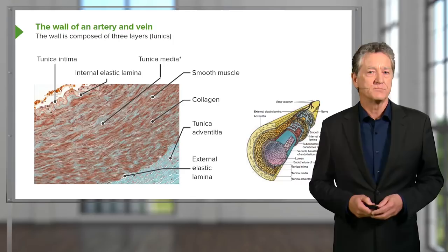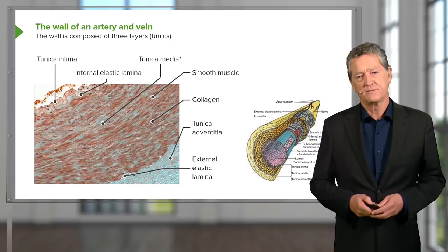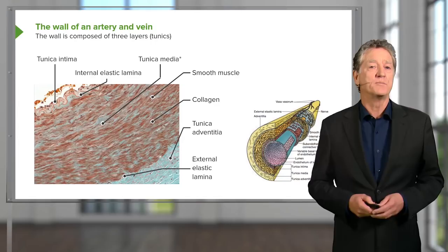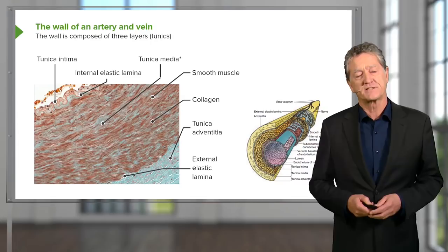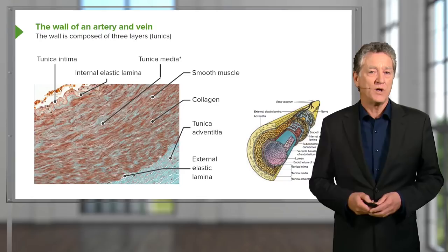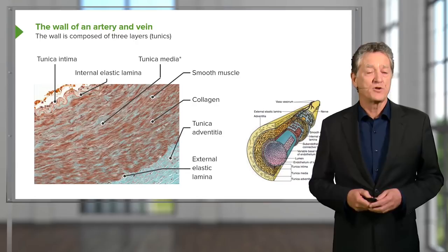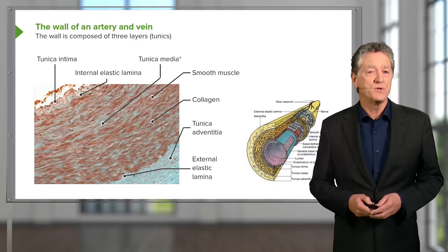But this stain's a good one to show that. One important point to understand is that some of you may recall from your previous studies of connective tissue, for instance, that fibroblasts lay down collagen and elastic tissue. Well, in the case of an artery and a vein, those connective tissue components, collagen and elastic tissue, are actually made by the smooth muscle cell.